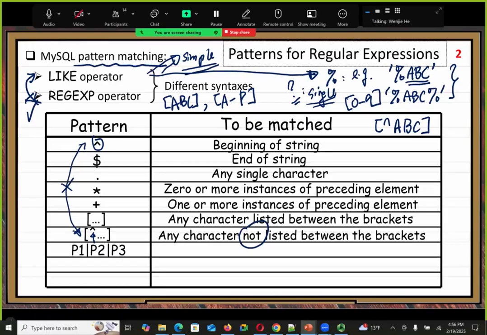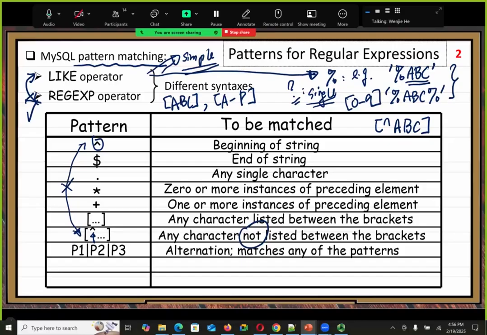Then vertical bars: P1, pattern 1, vertical bar, P2, vertical bar, P3. So you can use either P1, P2, or P3, one of the three patterns. Use the vertical bar to separate. Alternation matches any of the patterns. Matches P1, it's okay. Matches P2, it's okay. Matches P3, it's okay.